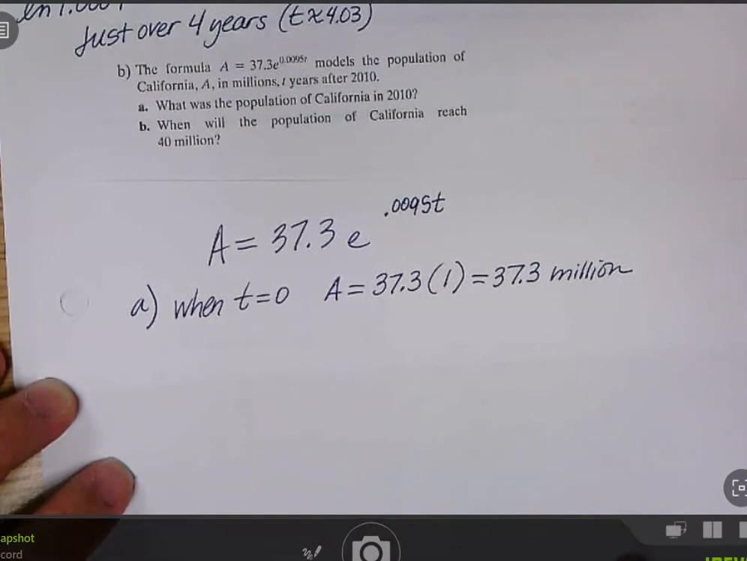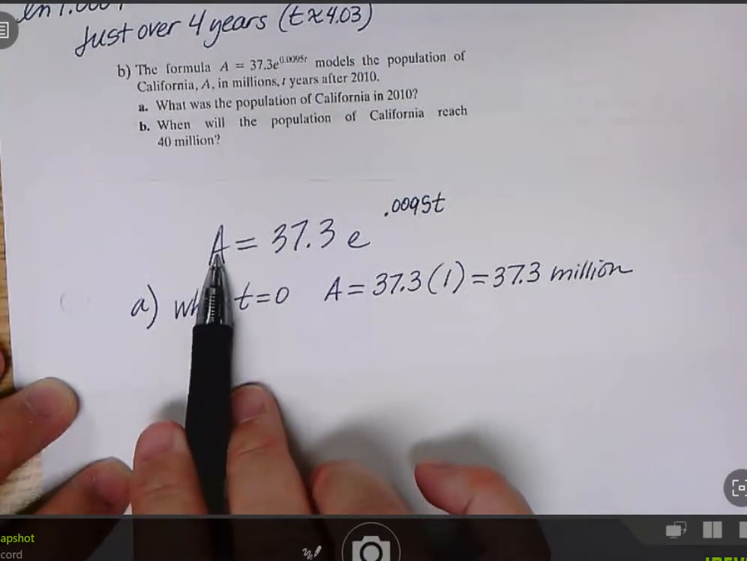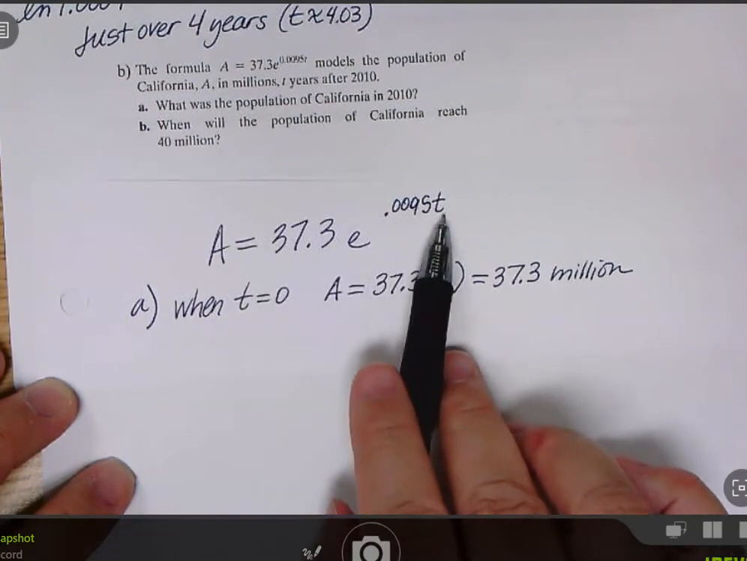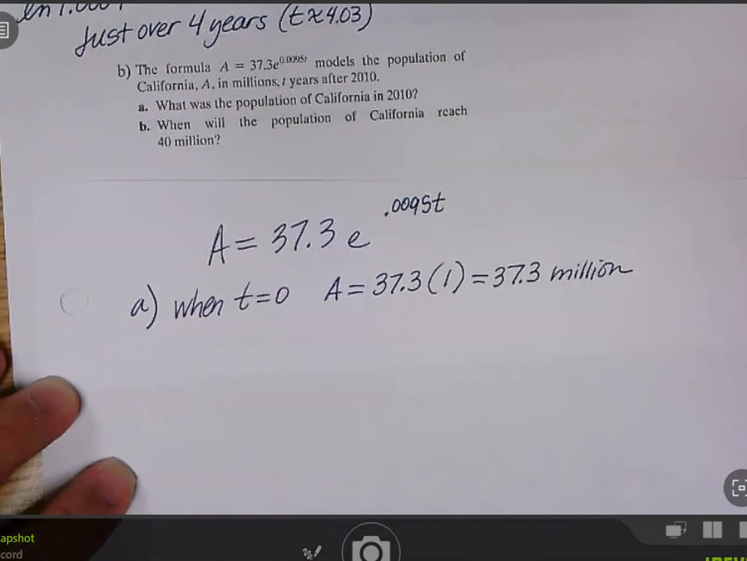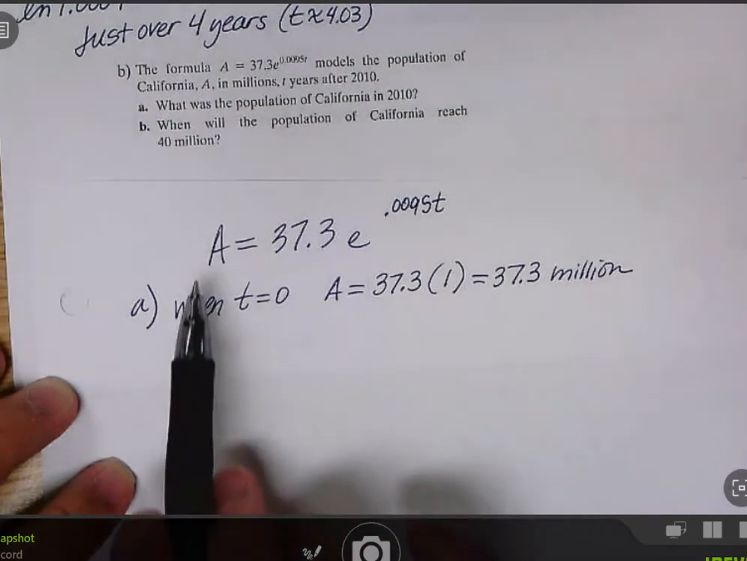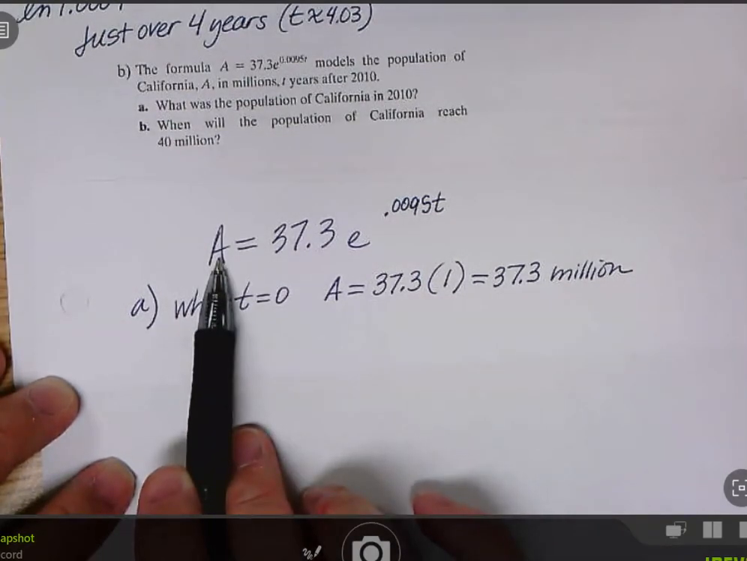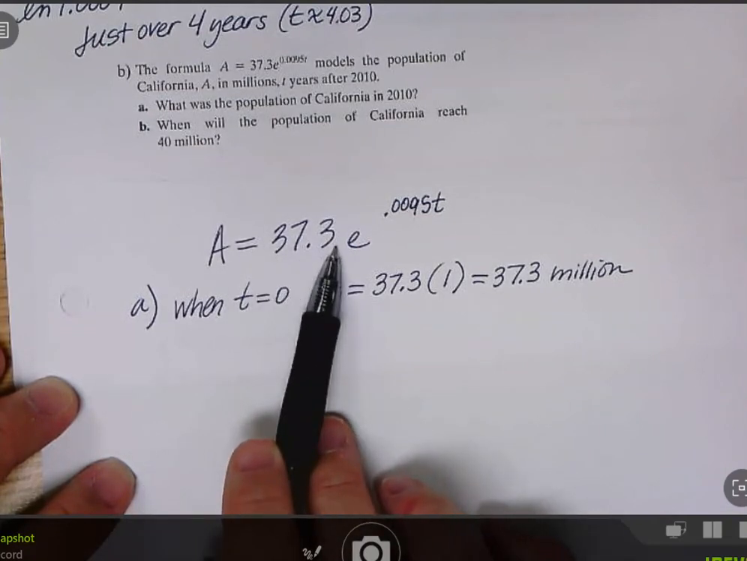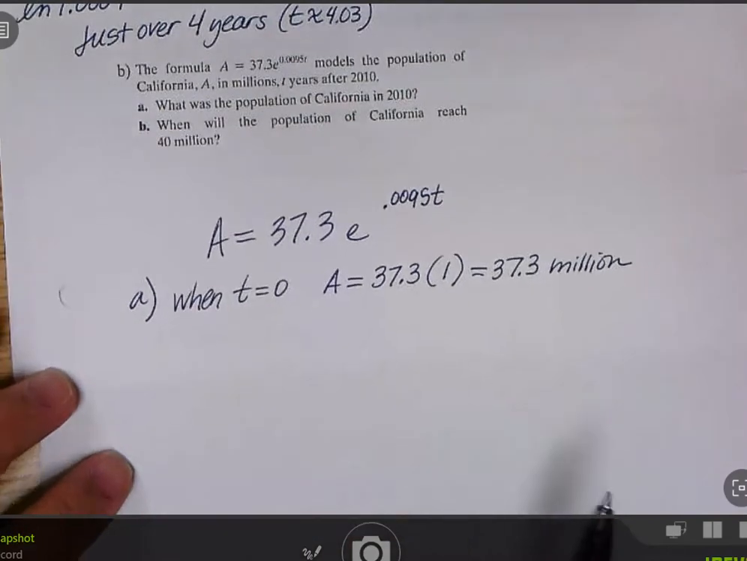Part B is when will the population reach 40 million? So they mean when will the final amount be 40 million? So that means when will A be 40 million? So we're going back to this. We're not plugging in t as 0 anymore. We're asking when, so we don't know what t is. We're going to plug in 40 here because this is in terms of millions. It's at 37.3 million now. We want to know how long it takes to get 40 million.